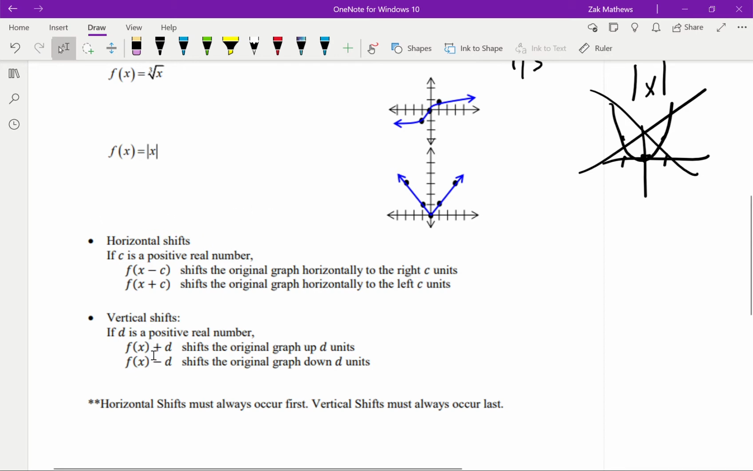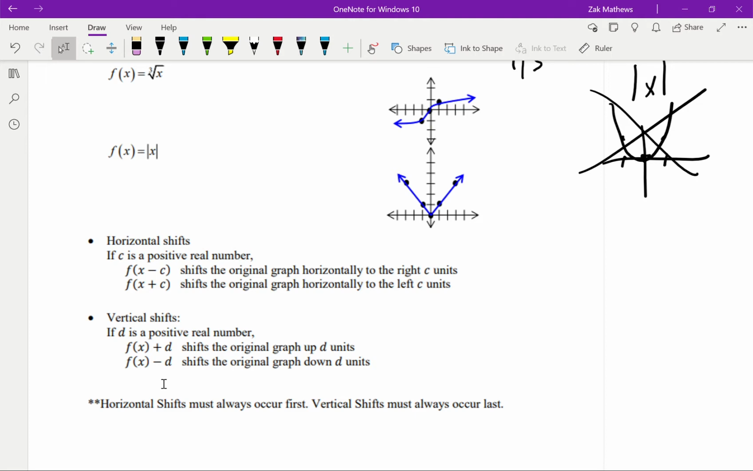If we're completing the parent function, we can always think of that as the y, or the f of x, and then subtracting something from it. Well, the f of x, the y, is the vertical axis. So we're applying a vertical shift or a vertical translation in those cases. I'm going to give you examples of all of these in just a few minutes.